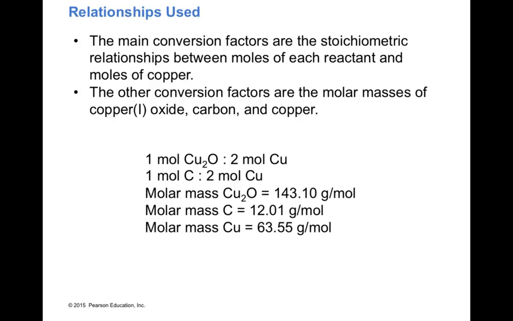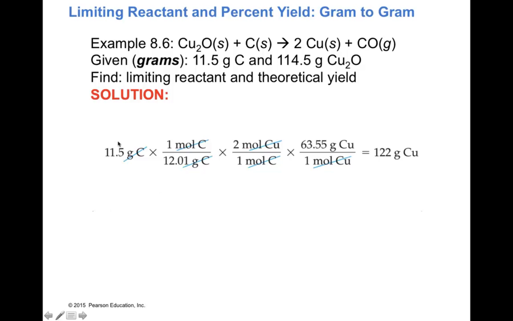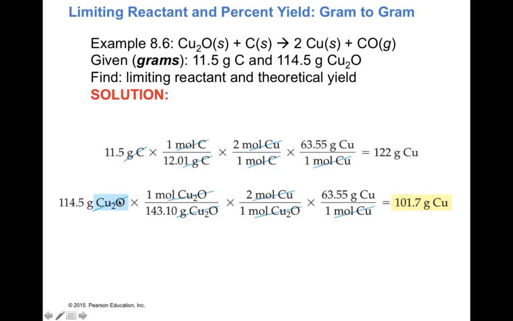And these conversion factors are basically the molar mass of each of the compounds that are part of this reaction. So going back to the problem, we can substitute here the values of each of the molar masses, and we obtain that from 11.5 grams of carbon, we're going to obtain 122 grams of copper. And from 114 grams of copper 1 oxide, we're going to produce 101.7 grams of copper. So even though this one is 10 times the amount of the other, this one is the limiting reactant, because it's the one that produces the smallest amount of copper.